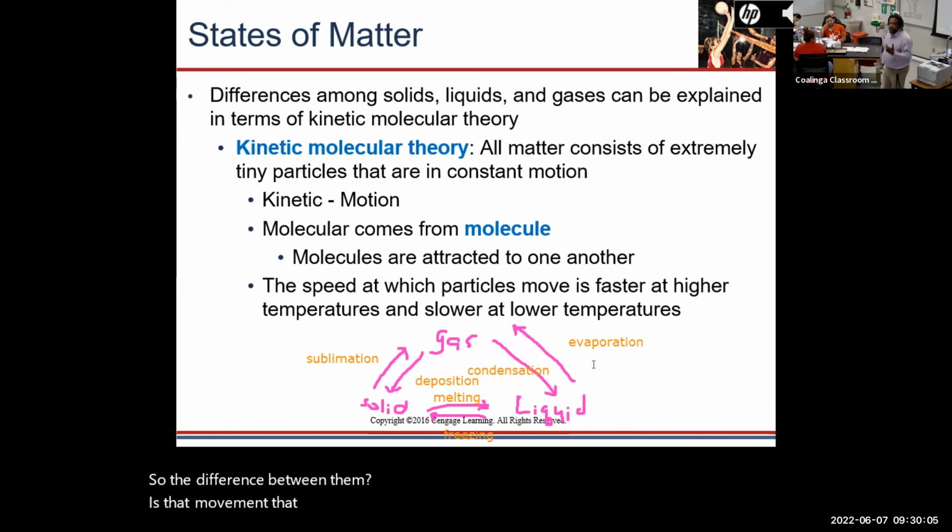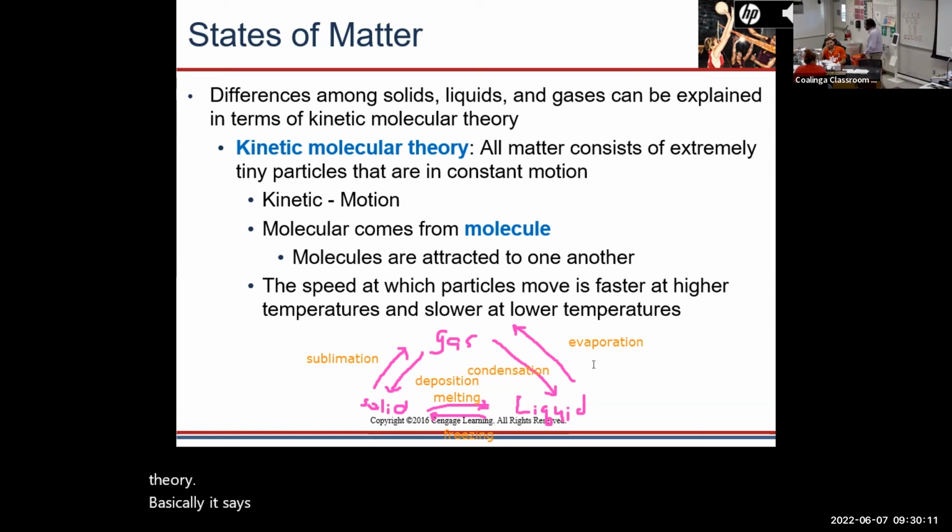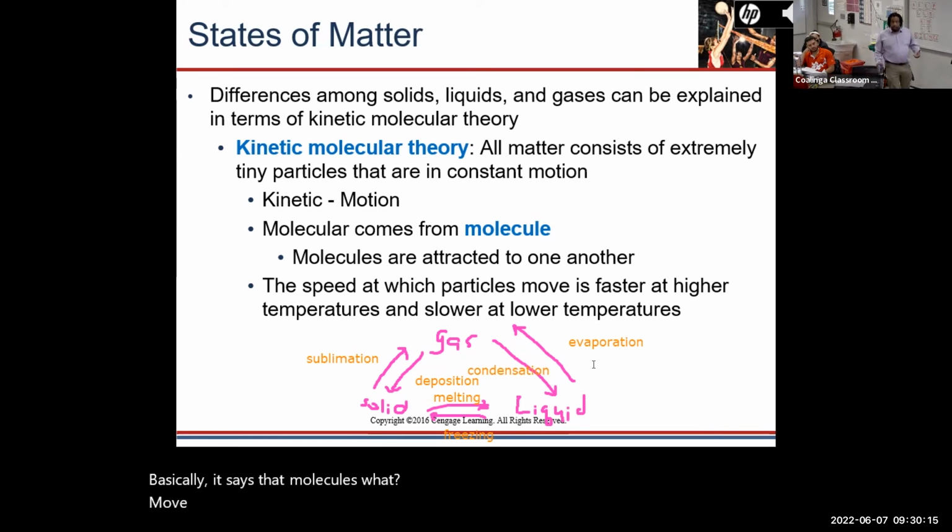So this gives us this theory. It's called the kinetic molecular theory. Basically, it says that molecules do what? Move, right? Kinetics basically means move.